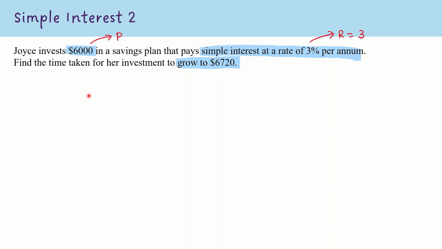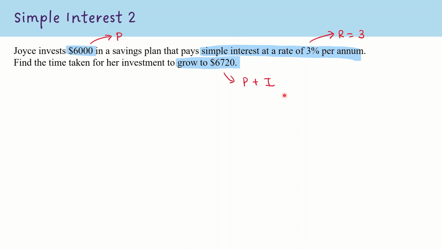Is $6,720 the interest amount? Because we are growing her investment to this amount, that means that our $6,720 is our principal amount, including the interest that we have earned. So we need to be clear that 6720 is actually our P plus I.